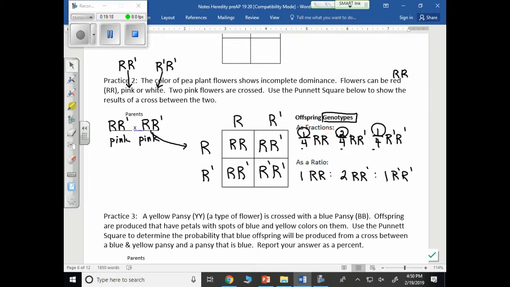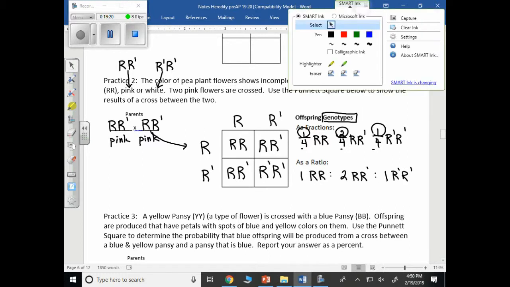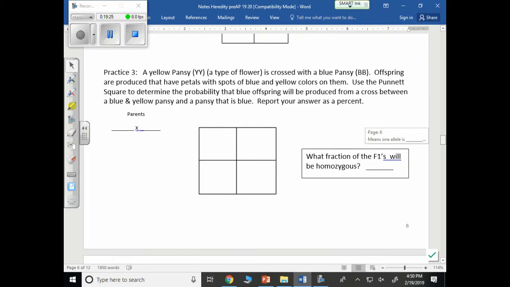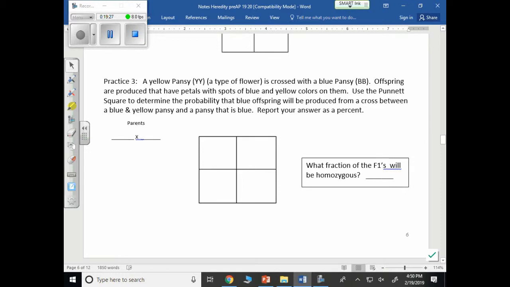All right, the next one says a yellow pansy, which is a type of flower, is crossed with a blue pansy. Now just don't start doing your Punnett square. Keep reading. Offspring are produced that have petals with spots of blue and yellow. So what this is telling you is this is a trait that shows codominance. Because if you pass on a blue and you pass on a yellow and the offspring are blue and yellow, then it's showing codominance between those two alleles. It says use a Punnett square to determine the probability that blue offspring would be produced from a cross between a blue and yellow pansy and a pansy that is blue.